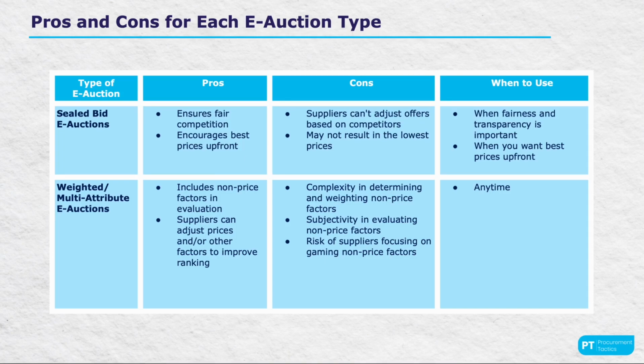Lastly, we have the weighted or the multi-attribute e-auctions, which include non-price factors in evaluation, and suppliers can adjust prices and/or other factors to improve ranking. The cons of this e-auction type are the complexity in determining and weighting non-price factors, the subjectivity in evaluating non-price factors, and the risk of suppliers focusing on gaming non-price factors. When can it be used? Well, the recommendation is anytime.